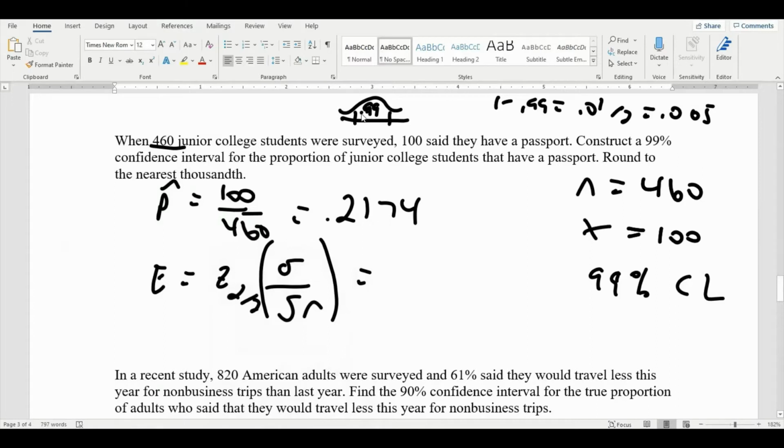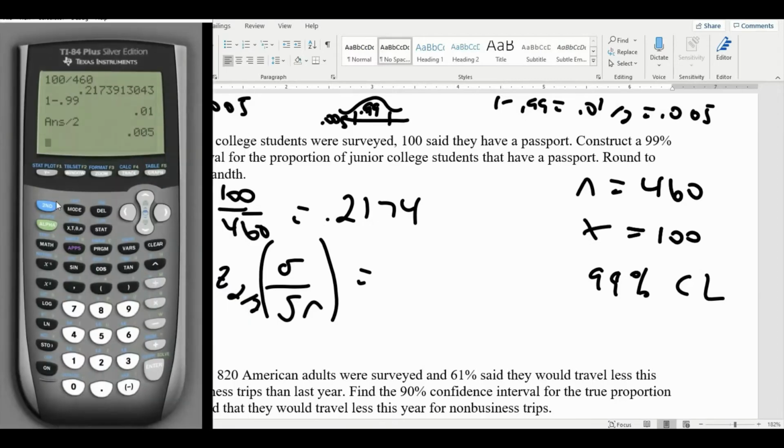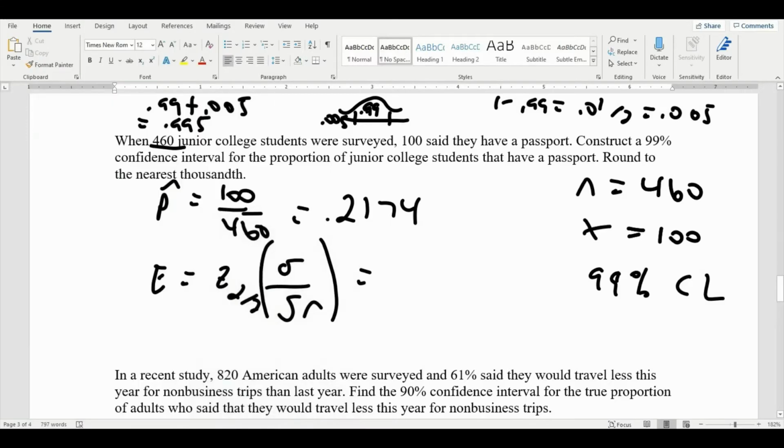And that is a big deal. I'm going to put it just over here. Because what we're looking at is 0.99 plus 0.005, which is 0.995. And I need that. If we're going to do inverse norm, 0.995, 2.576, and that's my z asterisk.